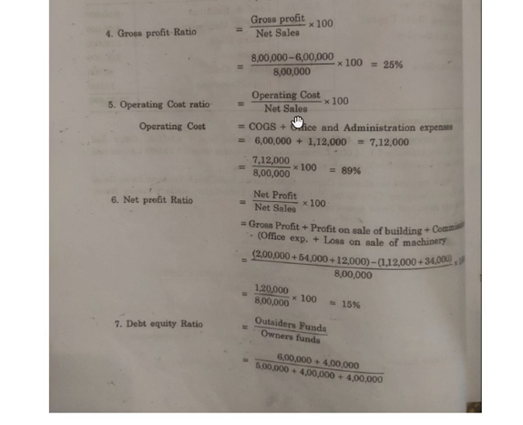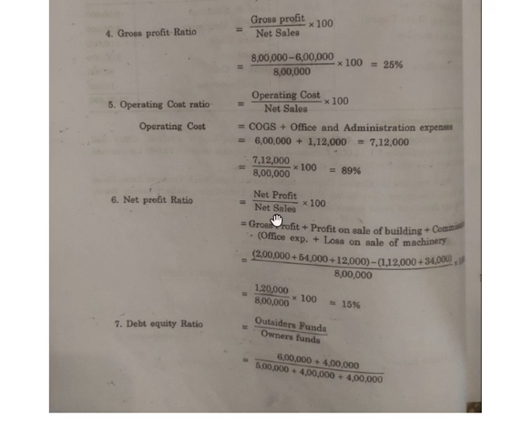Next, operating cost ratio. Operating cost divided by the net sales into 100 is the formula. The operating costs we have in the question are cost of goods sold and the office and administrative expenses. Cost of goods sold is 6 lakhs, office and administrative expense 1,12,000. So total it comes up to 7,12,000. So 7,12,000 divided by 8 lakhs into 100, which is equal to 89%. These all are profitability ratios, so you're multiplying it into 100.